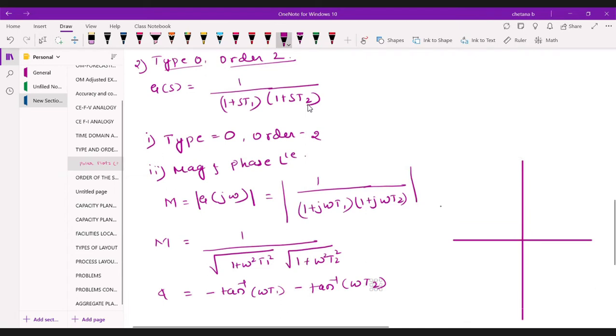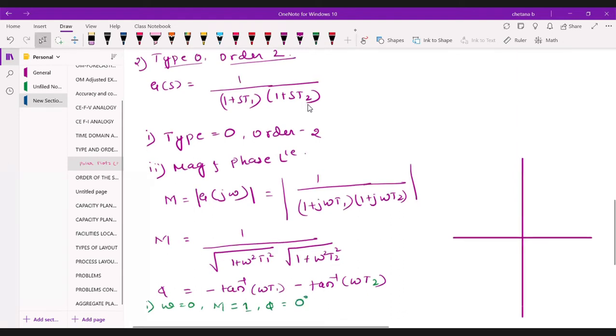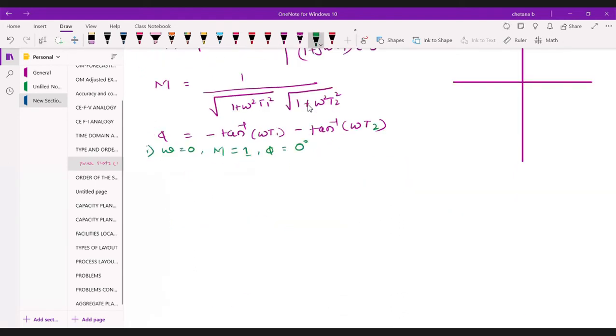So to plot it, we need to have two values. First, omega is equal to 0. What is the magnitude? 1. Phase angle, you will get it as 0 degree again. Then for the second part, omega is equal to infinity, magnitude is 0. What is the phase here? Minus 90, minus 90, so minus 180. Is that fine?